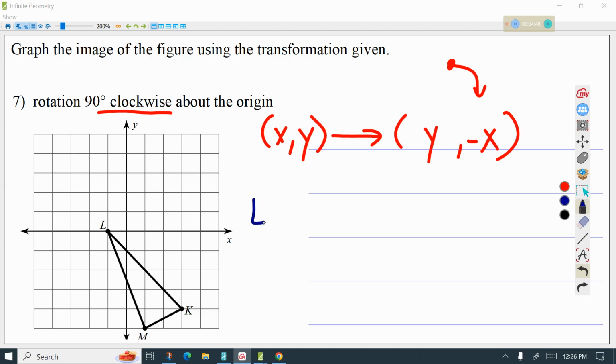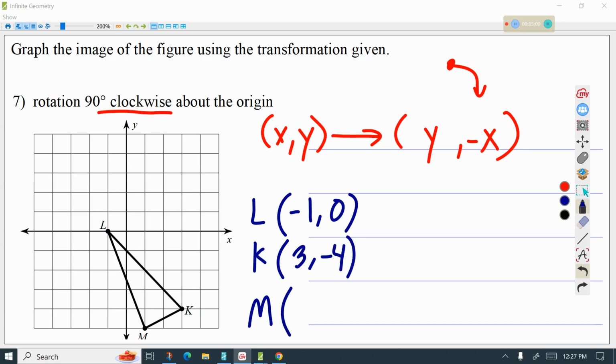So we do L, K, M, and put our points there. We see L is -1, 0. K is 3, -4. And then M is 1 and -5.